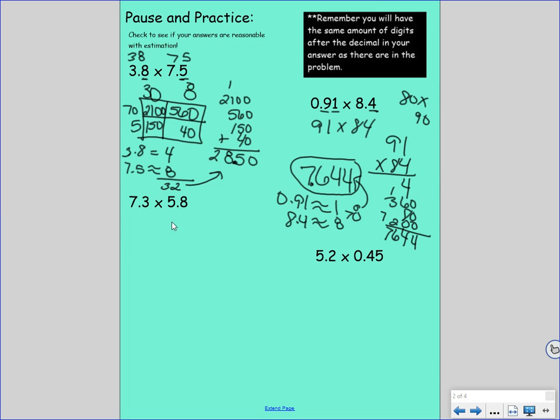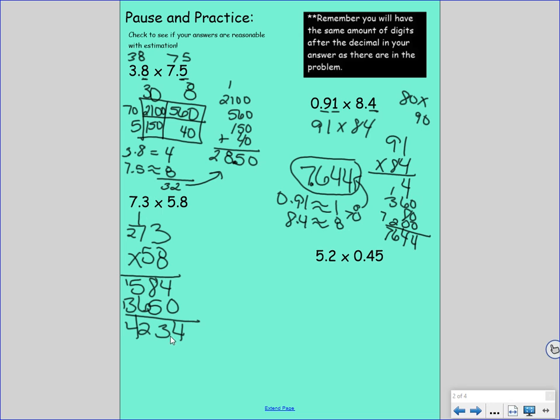7 and 3 tenths times 5 and 8 tenths. Remember, you ignore the decimal in the beginning. I'm going back to the standard algorithm for this one. And I'm just thinking about 73 times 58. This is 24, carrying my 2. That would be 58. Put my 0 down. 15, carry my 1. 36. Add it up. 8, 9, 10, 11, 12, 4. So I get 4,234.